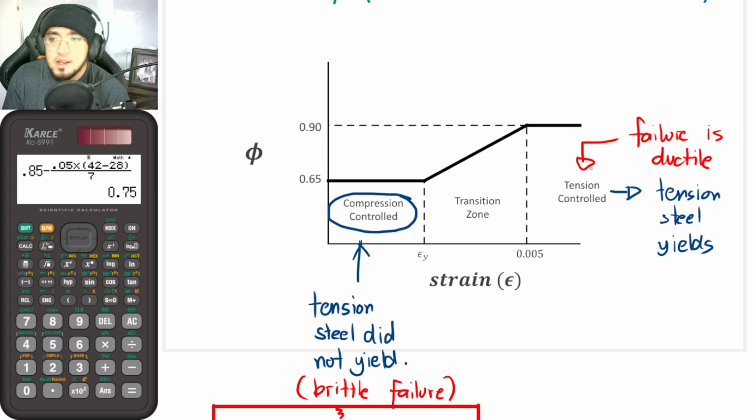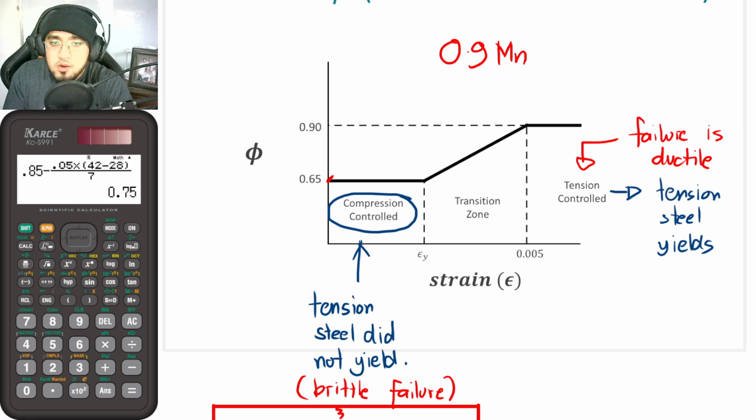So from that, since tension controlled is the more advisable manner of failure as compared with compression controlled, it means that the value of phi is equal to 0.9, meaning that for the value of 0.9 times Mn, we can actually maximize the strength of the concrete.